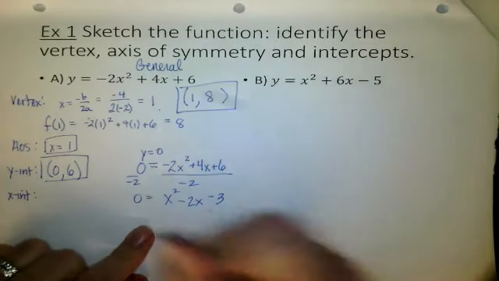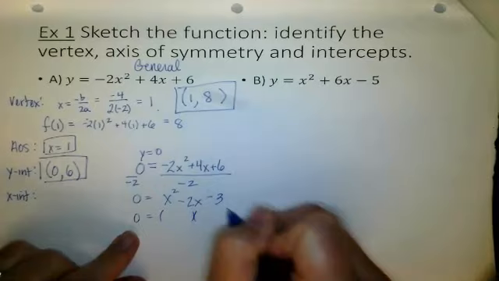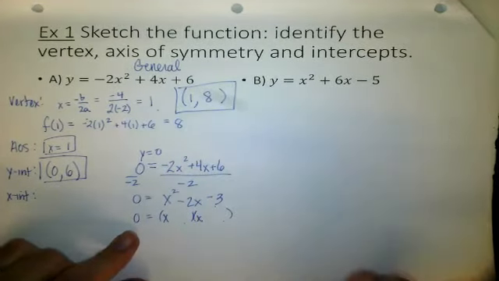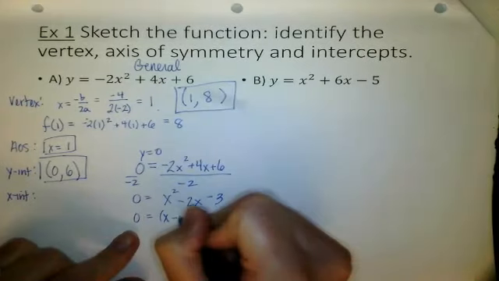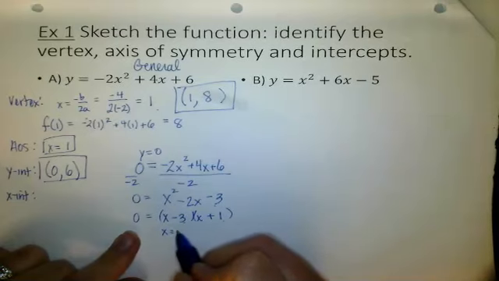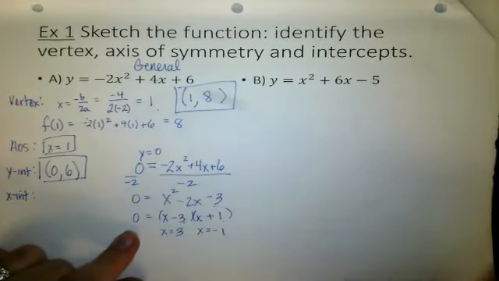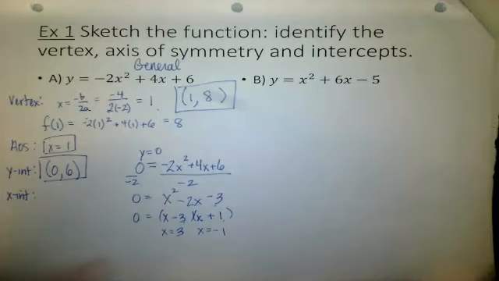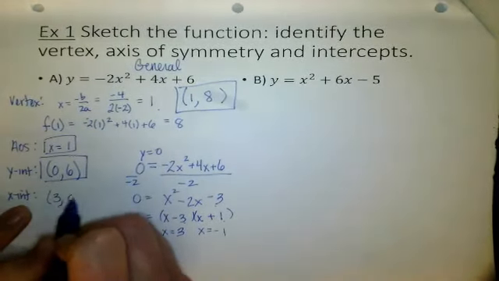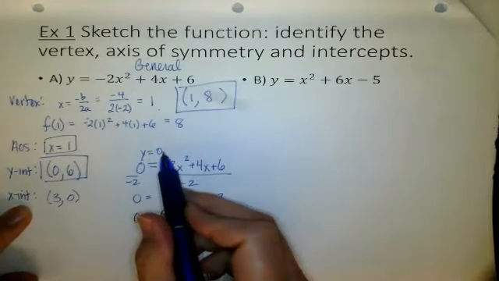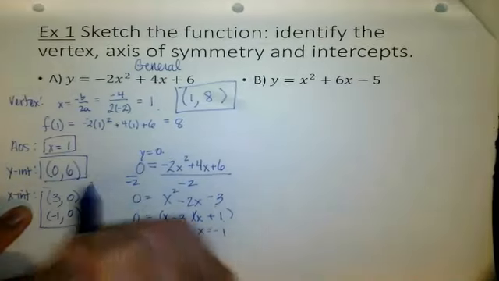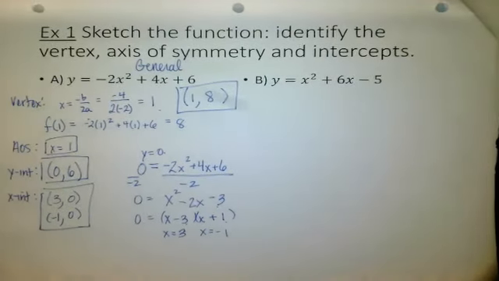And now we can double bubble. Factor. x times x is x squared. What times what is negative 3? Negative 3 and positive 1, which means we get x equals 3 and x equals negative 1. Anytime you're solving for x, you're finding x-intercepts. Well, that means when x is 3, y was equal to 0. And we also got a negative 1 when y was equal to 0. So we have 2 x-intercepts.